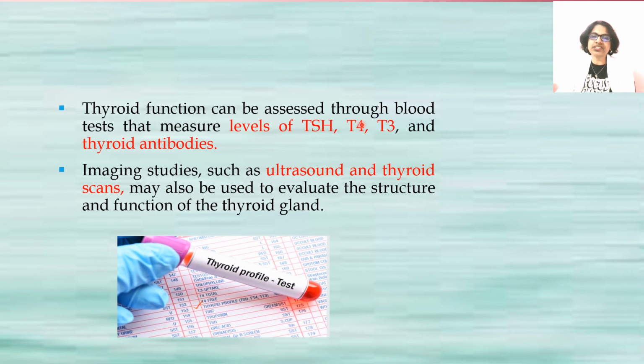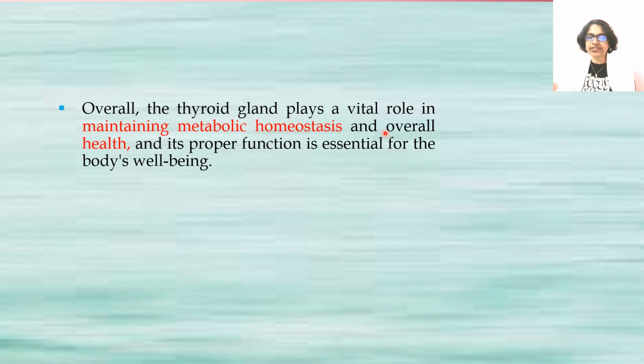And thyroid function can be assessed through blood tests that measure levels of TSH, T4, T3, and some of the thyroid antibodies. Also we can send the patient for ultrasonography and thyroid scans, which may also be used to evaluate the structure and functioning of the thyroid gland. Overall, the main importance of the thyroid gland is maintaining metabolic homeostasis and overall health.